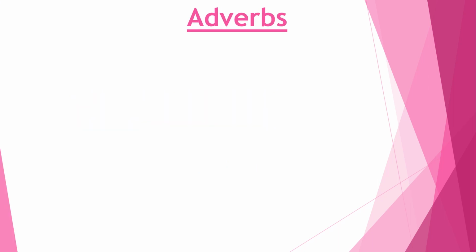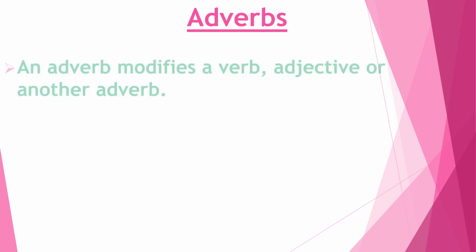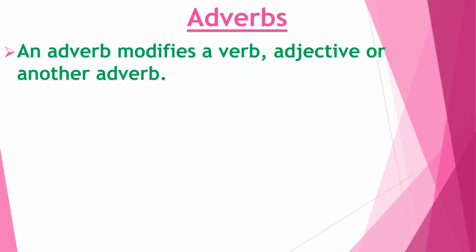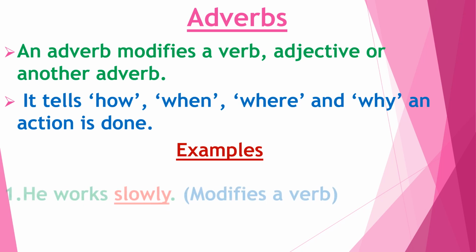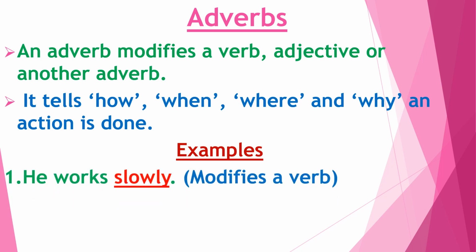At first, we need to know what adverbs are. Look at the definition. An adverb modifies a verb, adjective or another adverb. It tells how, when, where, why an action is done. Now see some examples. The first example, he walks slowly, modifies a verb. Here, slowly modifies the verb walks. That's why it is an adverb.